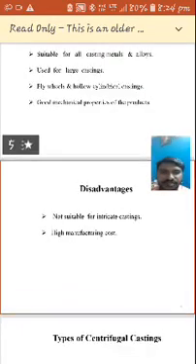Along with advantages, there are also disadvantages. We will see what the disadvantages are. There are a few. It is not suitable for intricate casting. It has a high manufacturing cost.